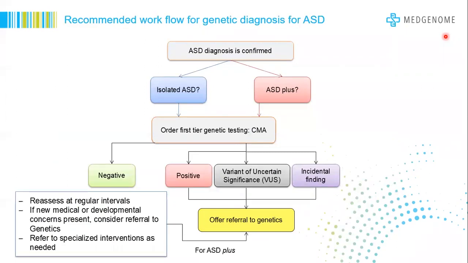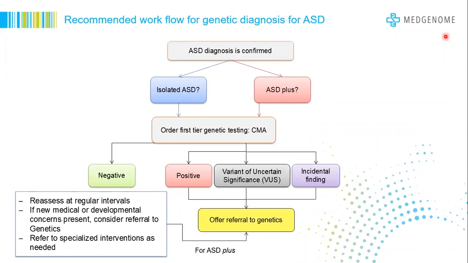Now, the recommended workflow after this, if you want to just summarize, is ASD diagnosis confirmed once you send the child with typical, or you can say atypical features, and a developmental pediatrician can confirm that it is definitely a child who is falling into the ASD spectrum. You have considered whether it is isolated or ASD plus.